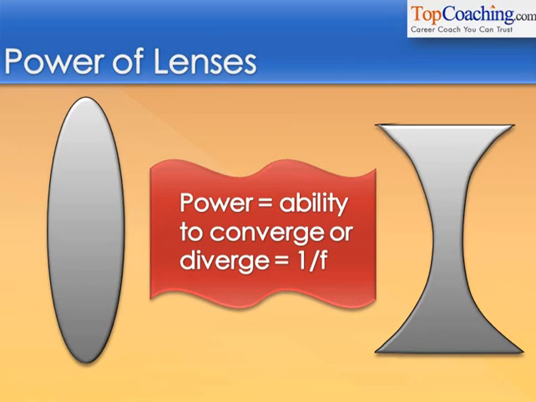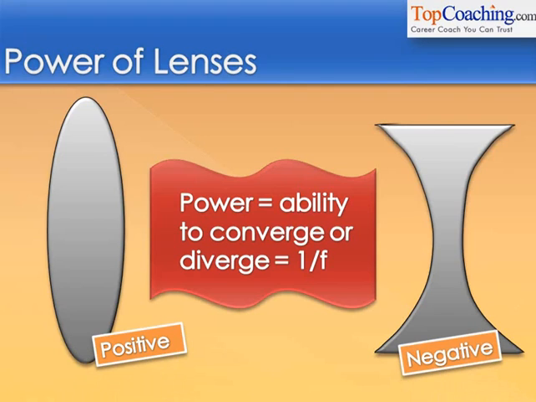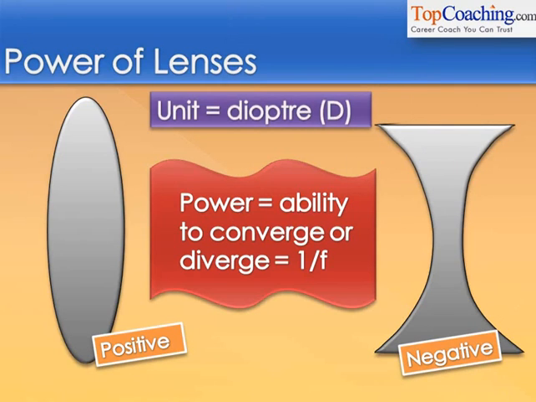In the case of a convex lens, it is the ability of the convex lens to converge rays. And in the case of a concave lens, it is its ability to diverge rays. The formula for the power of a lens is 1 by f, where f is the focal length of a lens. Understood? So, to calculate the power of any lens, you can take the reciprocal of the focal length in meters and you will get the power in a unit called diopters. Understood? The unit of power is diopters and it is represented by the symbol D.